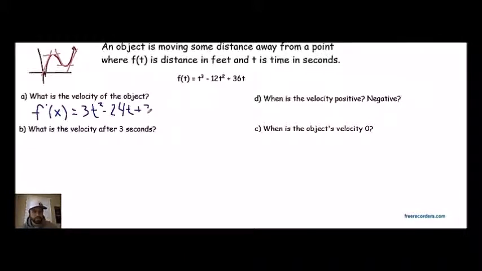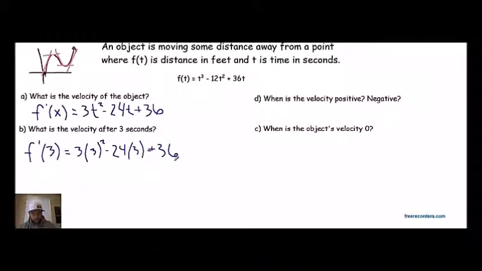plus 36. And so now we have a function that identifies the instantaneous rate of change, or our velocity, at any given point during this curve, or the movement of our object. So what is the velocity at 3 seconds? All you need to do is plug in 3 for our t value in our velocity function. So instead of f of t, we have f prime of 3. At 3 seconds, it's going to be 3 times 3 squared minus 24 times 3 plus 36.